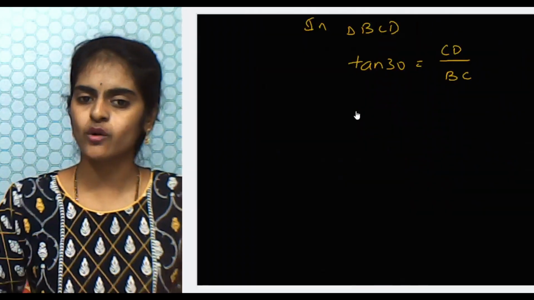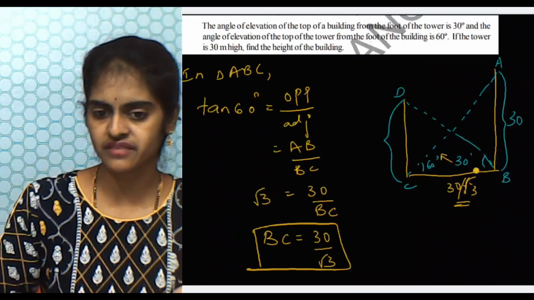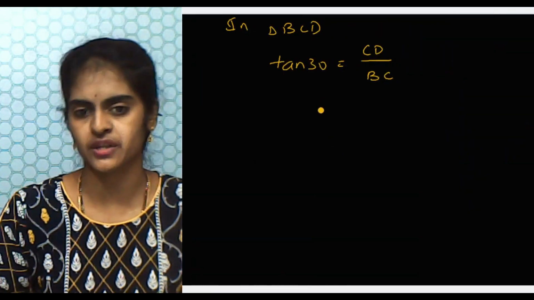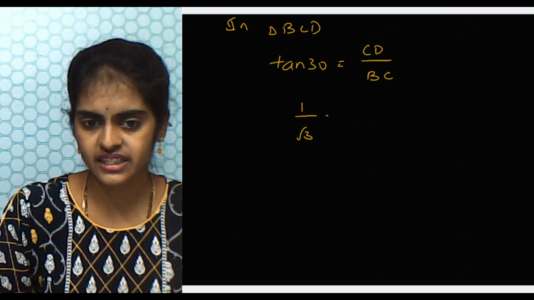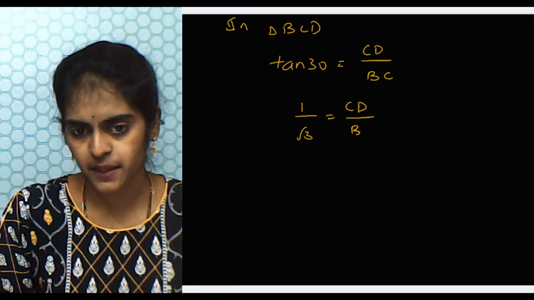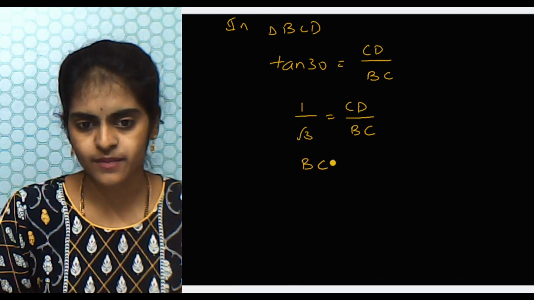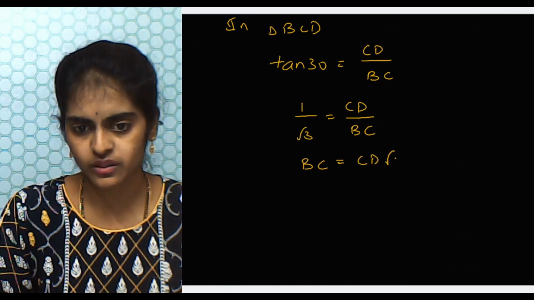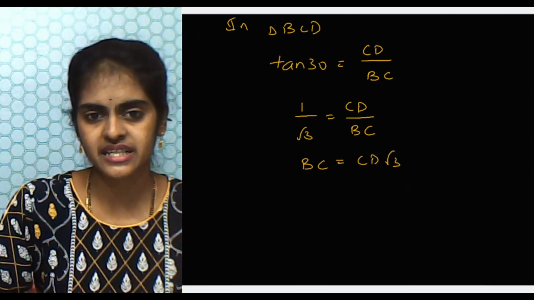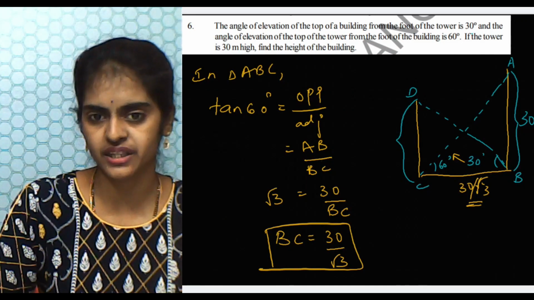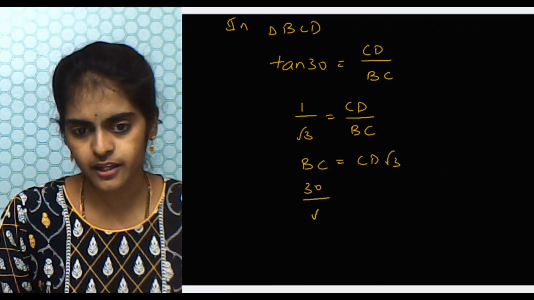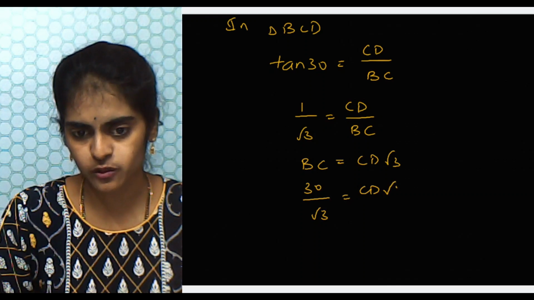Now here you can see you have found out the BC value, isn't it? You have just found out the BC value. So simple substitution. Tan 30 is 1 by root 3, which is equal to CD by BC. Cross multiplying, BC is equal to CD root 3. BC value you got as 30 by root 3. So 30 by root 3 is equal to CD root 3.